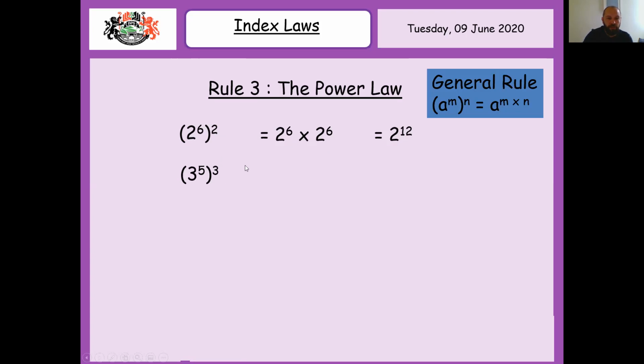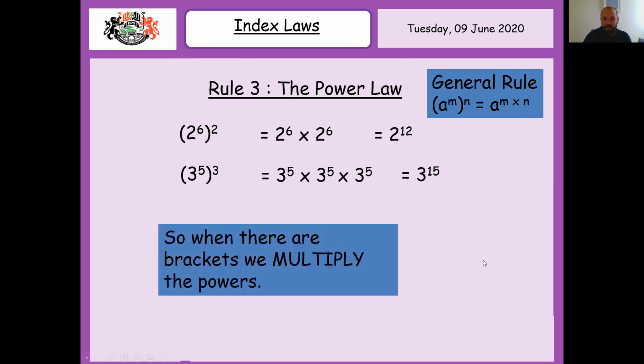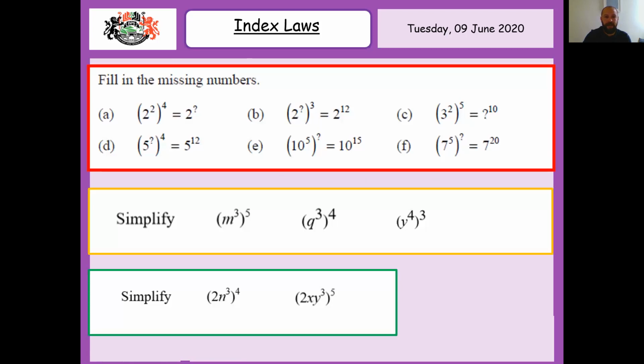And what we've actually done here is 2 to the power of 6 times 2 to the power of 6. Here, we've got to do 3 to the power of 5 times 3 to the power of 5 times 3 to the power of 5, because that's how many times it's telling us to multiply. But what we've actually done quickly is multiplied the powers together. So we end up with 3 to the power of 15. So what we need to remember is when there are brackets, we multiply the powers. Okay, have a go, pause the video, answers will follow shortly.